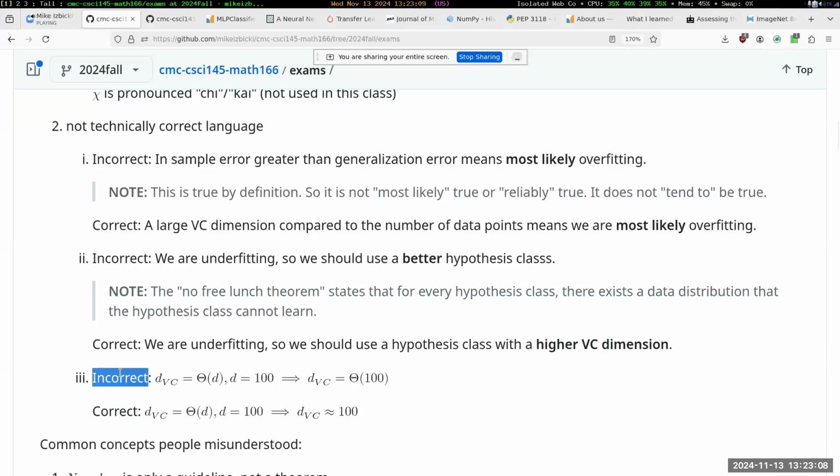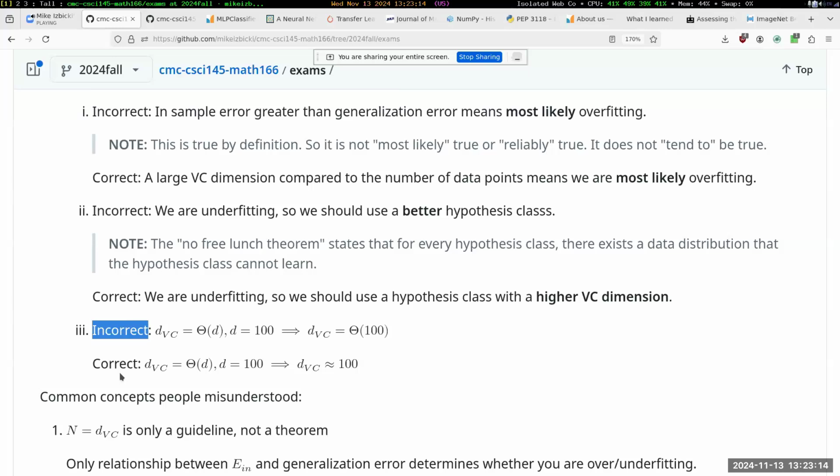Another mistake a lot of people make, and this is, I don't know, a more subtle-ish thing, is not a verbal mistake. This is a written out mistake. A lot of people said DVC equals theta D, and D equals 100 implies the DVC equals theta of 100.